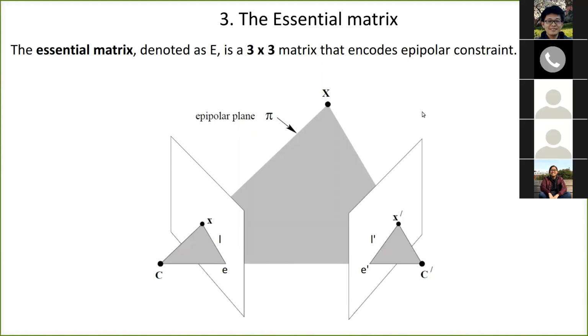Next, we'll talk about the essential matrix. The essential matrix, denoted as E, is a 3x3 matrix which includes the epipolar constraints. It describes the relationship in the epipolar geometry between the two different views. The geometry, the rotation and translation, is encoded inside this essential matrix. That's why it's very important to find the essential matrix, and then we get the camera motion, rotation and translation.